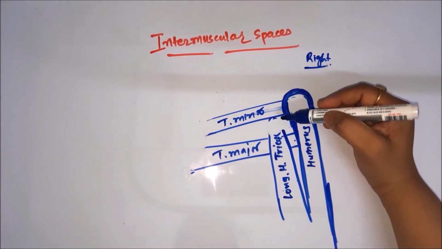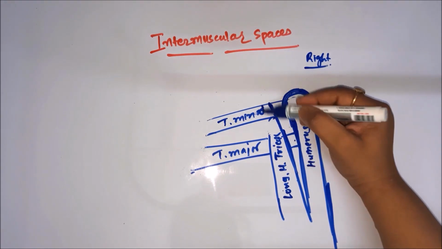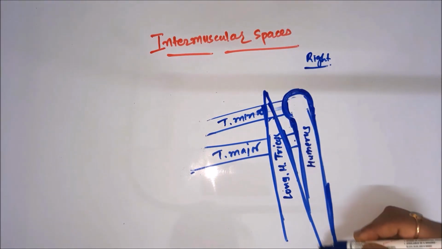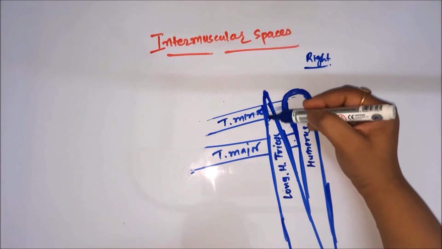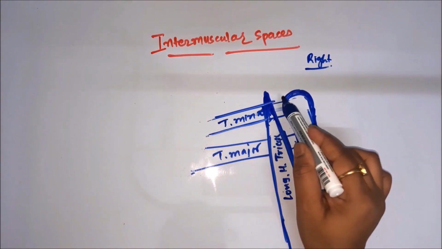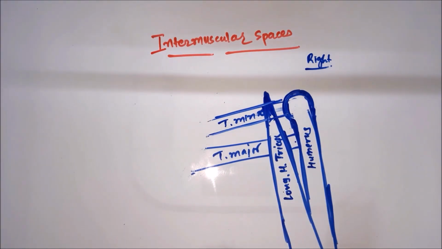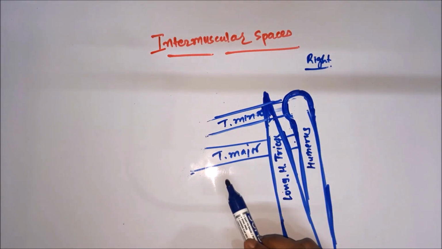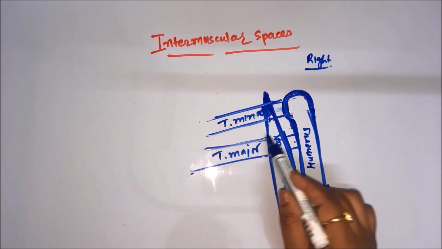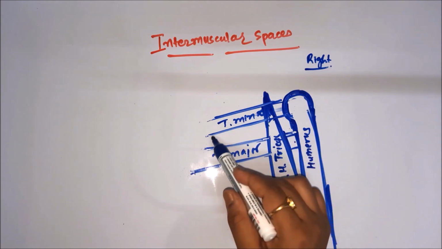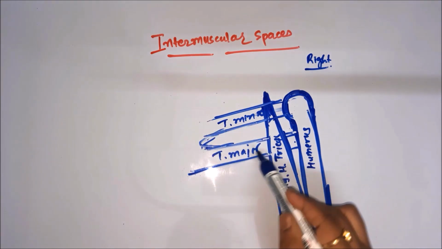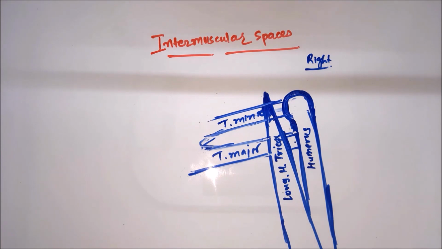Here this muscle is the long head of the triceps, which arises from the infraglenoid tubercle. This is the teres minor muscle, inserted on the humerus just on the upper impression. This is the teres major muscle. There is a little bit of gap between these two muscles, teres minor and teres major.